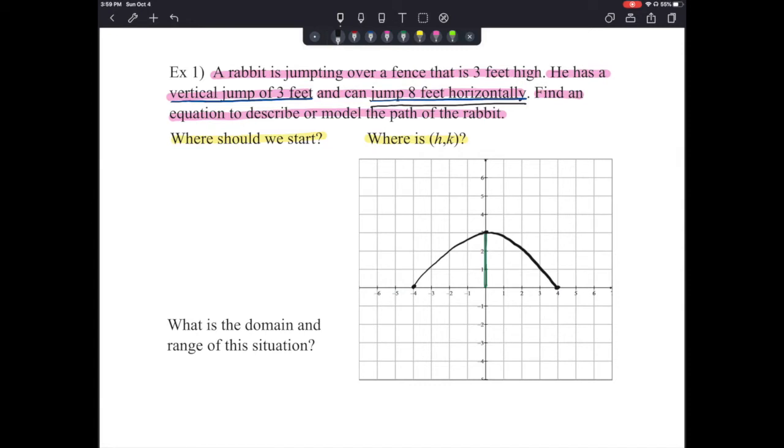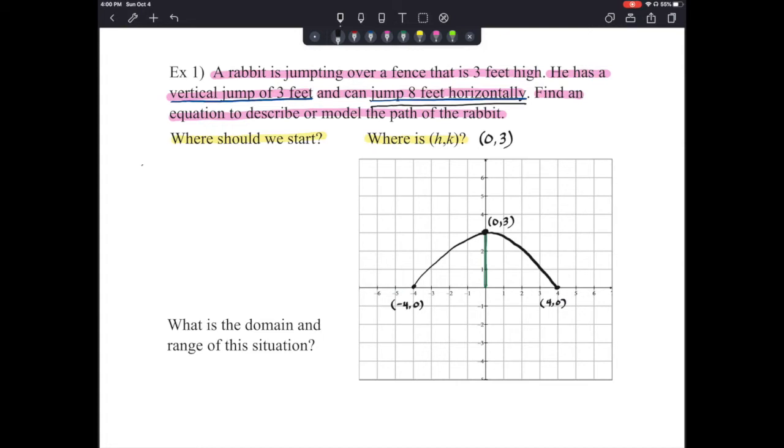So with this one, looks like we're going to start from the point -4, 0. We're going to land at the point 4, 0, and the rabbit will be at the point 0, 3 when he's flying over the fence. That should help us now because if it's a parabola that's opening down, our H, K value should be the point 0, 3. And since we're starting at -4, 0, or you can start at 4, 0, we're jumping across.